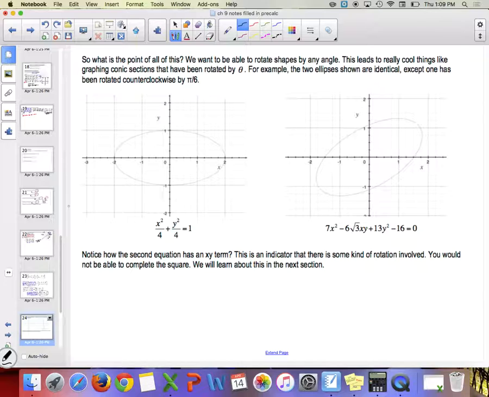All right, you could get this by graphing in Grapher. Grapher's on your computer, but you would not be able to graph this one on your graphing calculator very easily, because it's hard to solve for y, like how to get the y by itself. You can, there's methods, but. Okay, so it says, notice how the second equation has an xy term. This is an indicator that there is some kind of rotation of a conic section involved. Okay, so it's going to be something that's not flush on the x and y axis. Okay, it's moving. You would not be able to complete the square. We're going to learn about this in the next section.